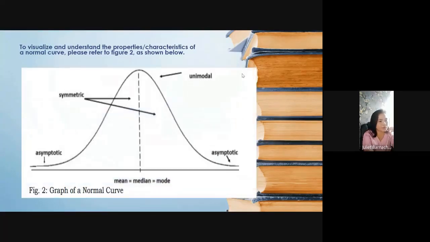To visualize and understand the properties or characteristics of a normal curve, let us refer to figure number 2. So this is it. In the center, the mean, median, and mode are at the center. This is unimodal. This is symmetric, meaning whatever the measure of this segment is, it is the same as the measure of this side. Asymptotic: the tail will just flatten at the horizontal axis but never meet it. Those are the properties. And of course, the first property of the normal curve is that it is a bell shape. Remember that. So when you are asked to draw a normal curve, of course, what you will draw is a bell shape.